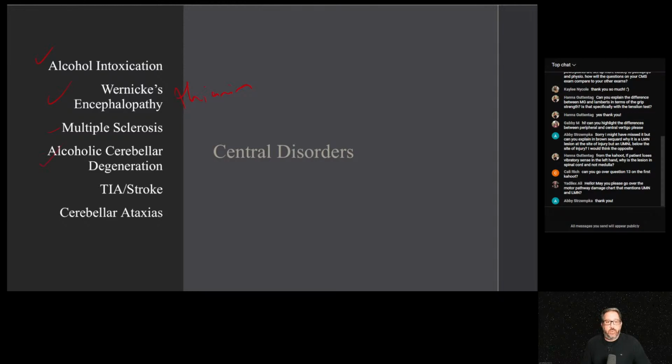Alcoholic cerebellar degeneration, we talked about that. Again, alcohol is toxic to the cerebellum, and in chronic alcoholics, that cerebellum gets smaller. It's not going to regrow. They're going to get issues. Your TIA strokes and cerebellar ataxias. Again, these are all central issues that can cause vertigo.